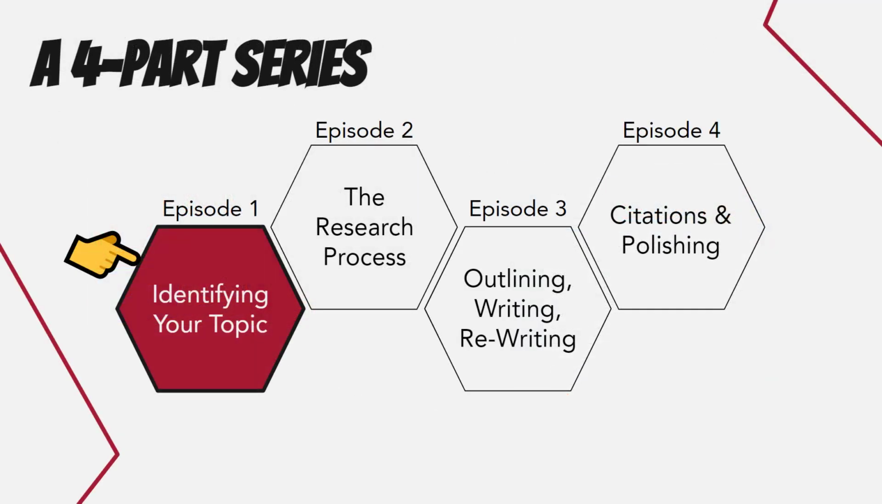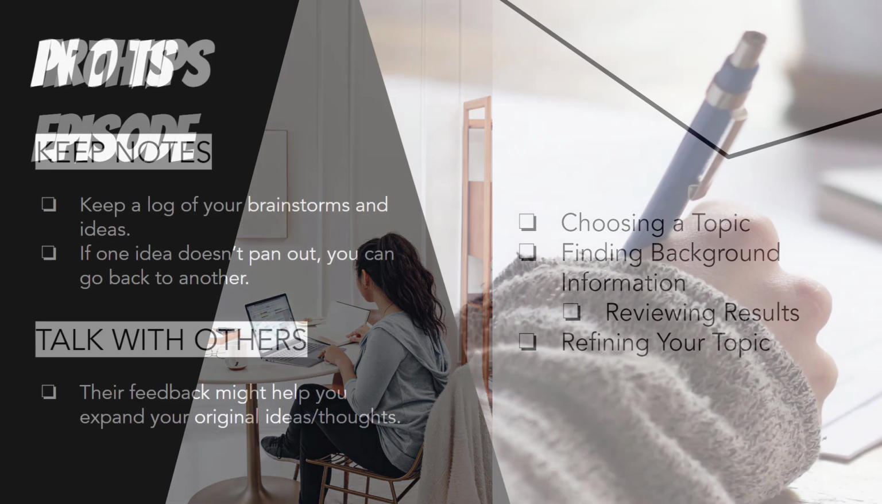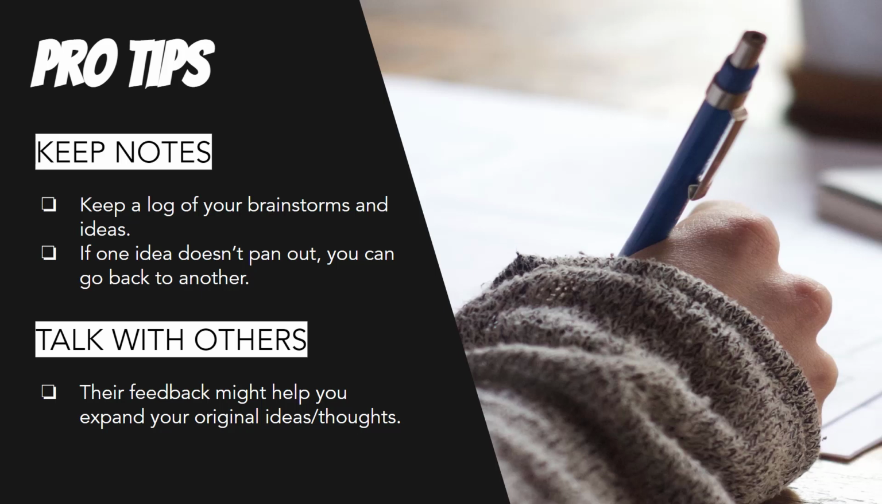Here, you can see how we've broken down the research and writing process. The first episode in this series focuses on how to identify a topic and how to find background information. In this episode, we'll be talking about the different ways that you can brainstorm ideas, the resources that you can use to find background information, and how you can refine your topic to ensure that it will satisfy the demands of your assignment guidelines.